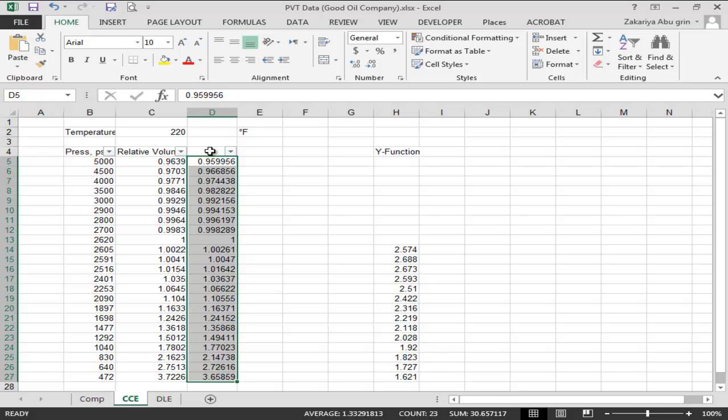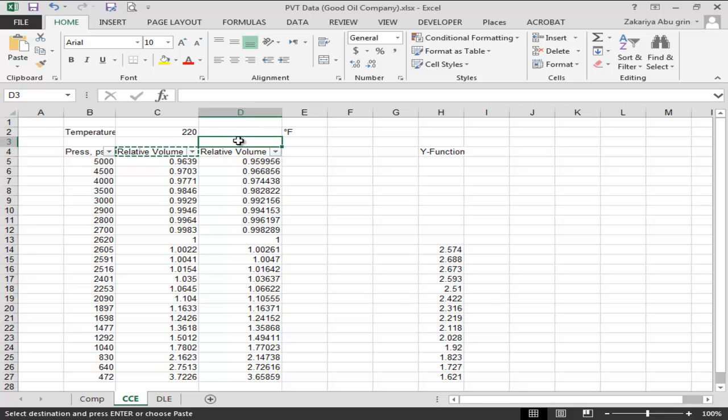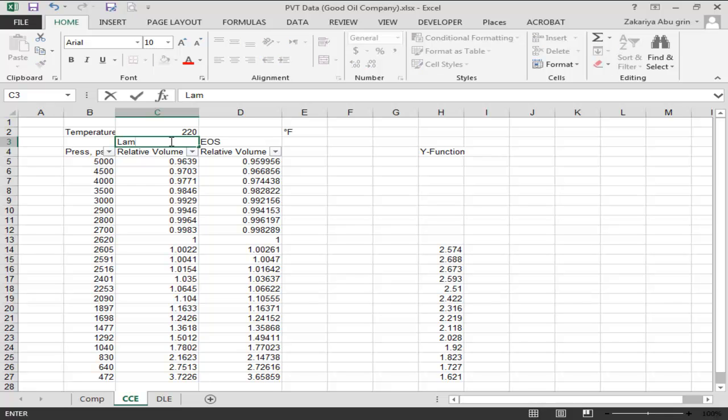So now we arrange just the values in this column. And we can say this is also relative volume, but this is from equation of state, and this is lab. So now we have relative volume from lab data and relative volume from equation of state. Now we will calculate the average absolute error.